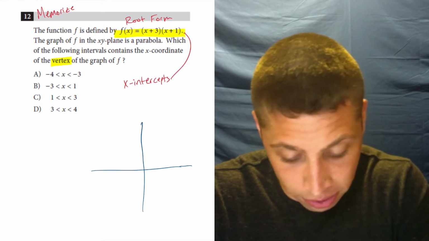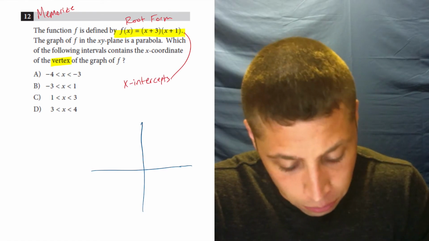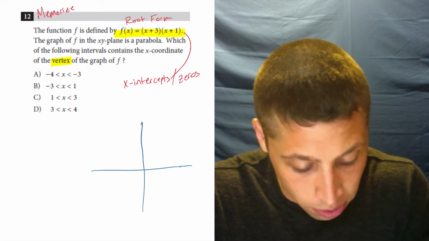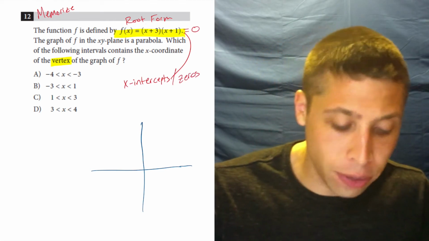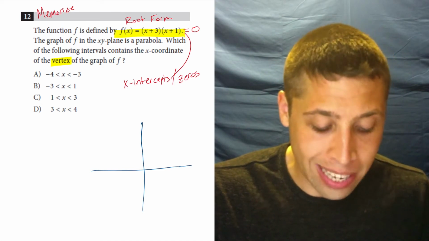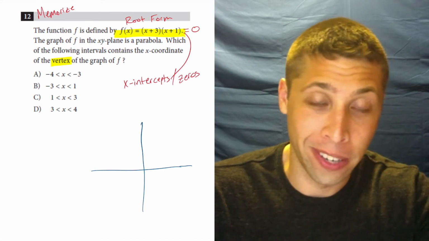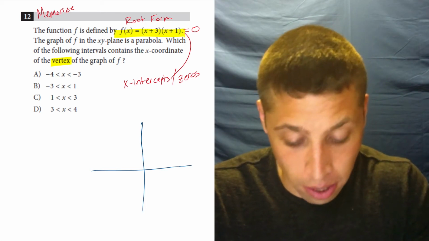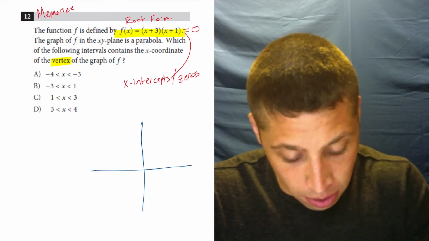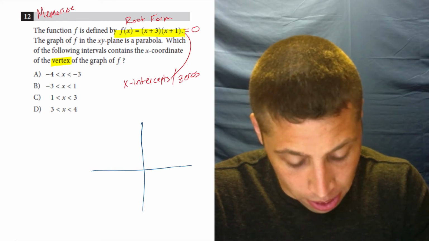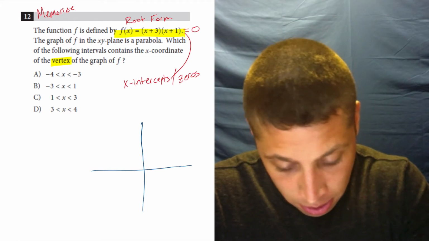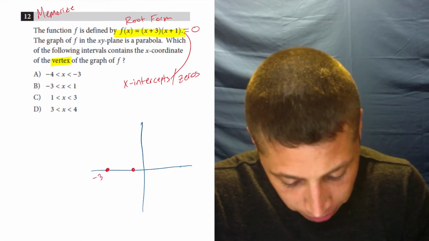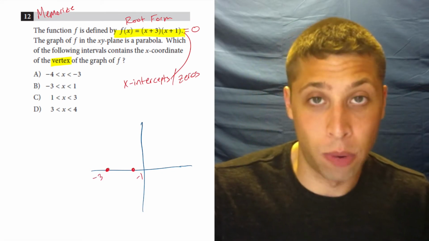So what are these x-intercepts? Well, remember, another word for x-intercepts is zeros, which means what values of x would give us 0 as the value of the term, right? So this is the thing where you have to switch the sign. So in this case, the two intercepts are going to be -3 and -1. So let me write that, -3, -1.